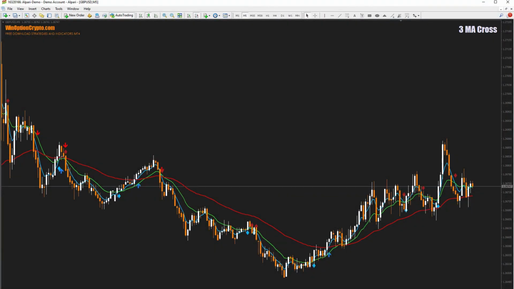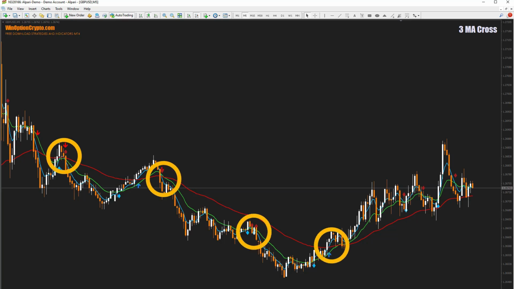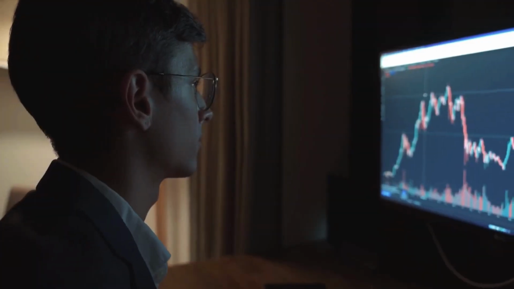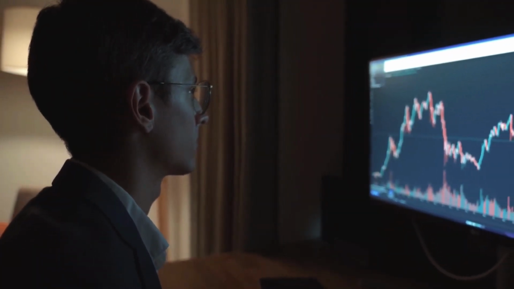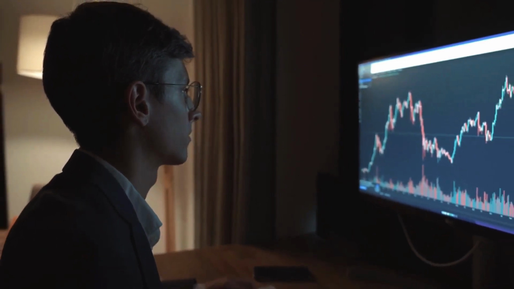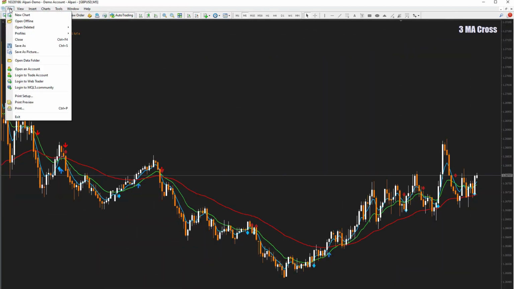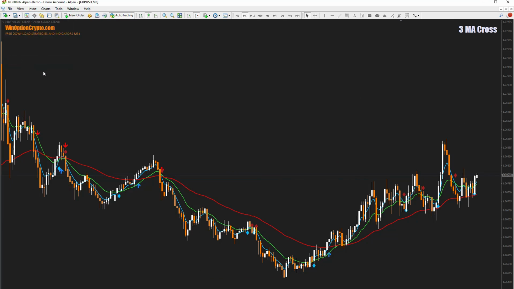The 3MA Cross Binary Options Indicator uses a time-tested approach to crossing moving averages. However, unlike other indicators, it offers its users several operating modes, two of which we will consider in this video review.